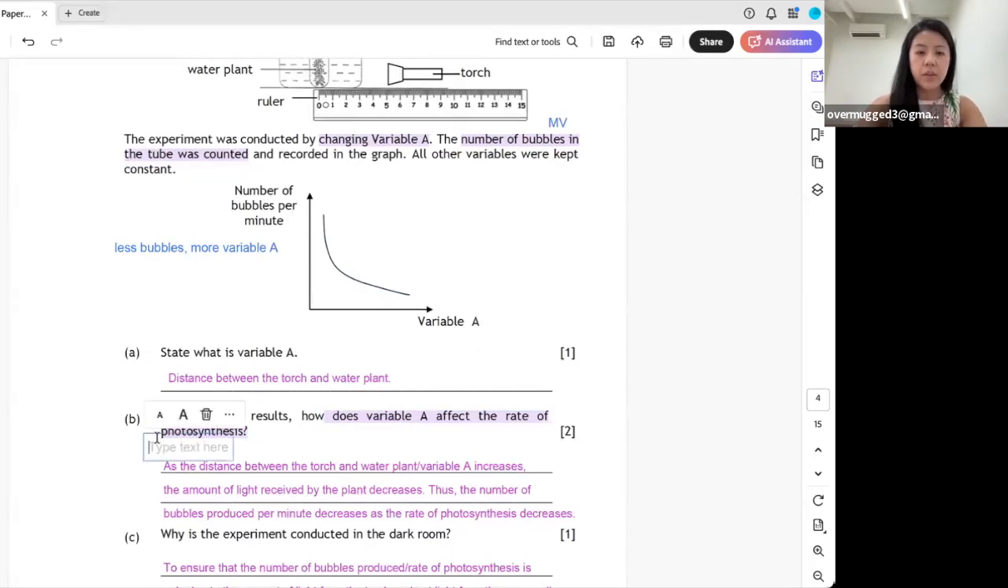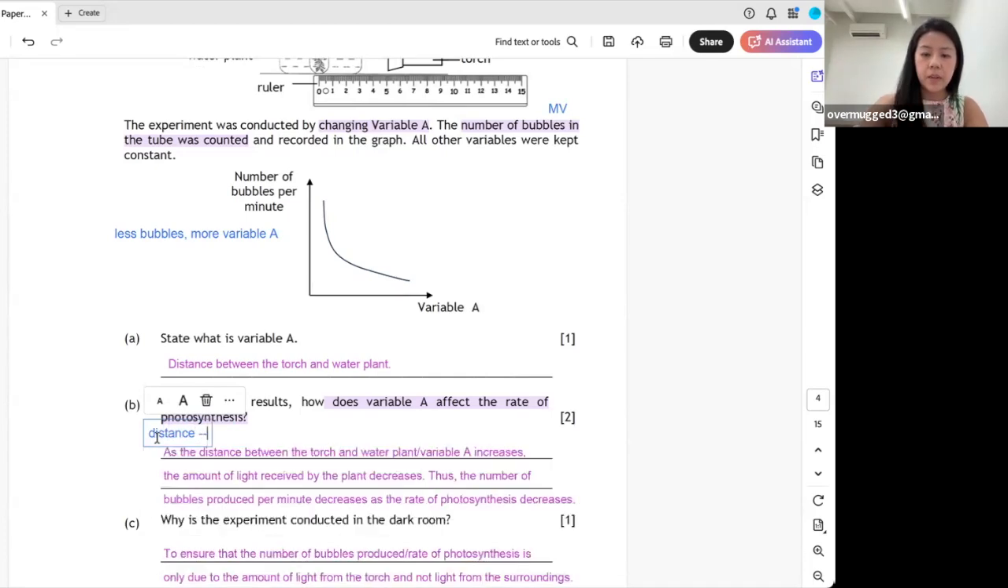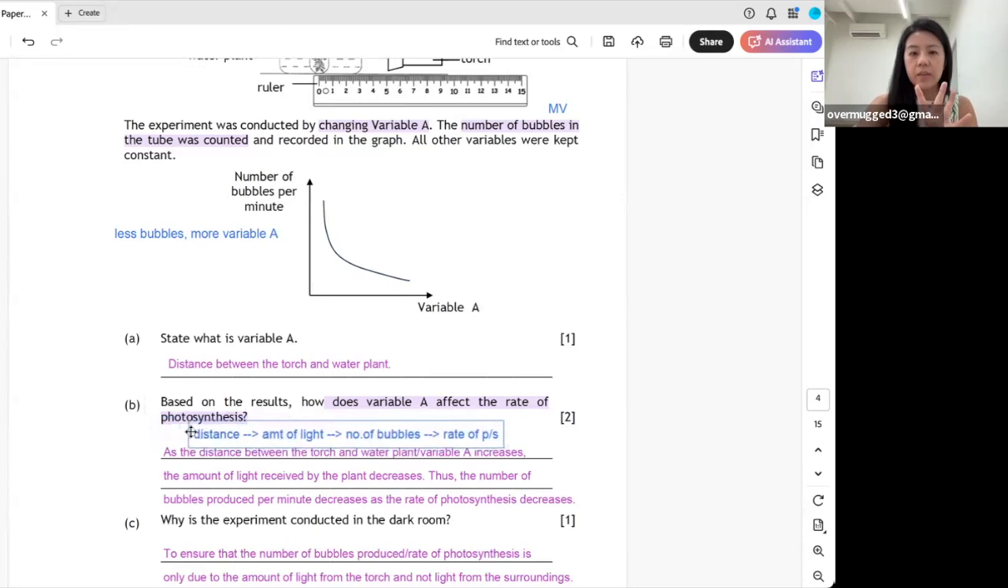I'm just going to put a note here. Distance in short form here, between the torch and the light. Link it to the amount of light. Link it to the amount of bubbles formed. Number of bubbles. And then link it to the rate of photosynthesis. Again, I'm going to write in short form, okay, for photosynthesis. So your answer should cover these 4 things when you're telling the story in a stepwise manner, okay?